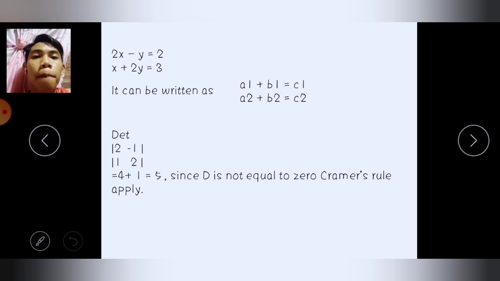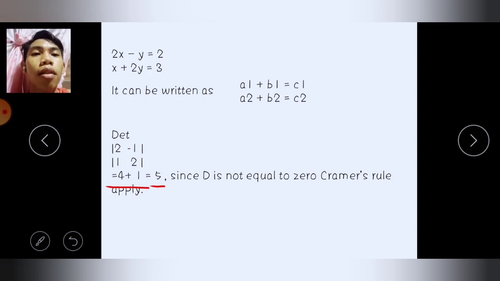So we have 2 and 1, then negative 1 and 2. So just cross multiply. So 2 times 2 we have 4, then negative 1 times 1 is equal to negative 1, then negative times negative is positive. So just add the numbers. So we have 5. Since our D is not equal to 0, we can also apply Cramer's rule.